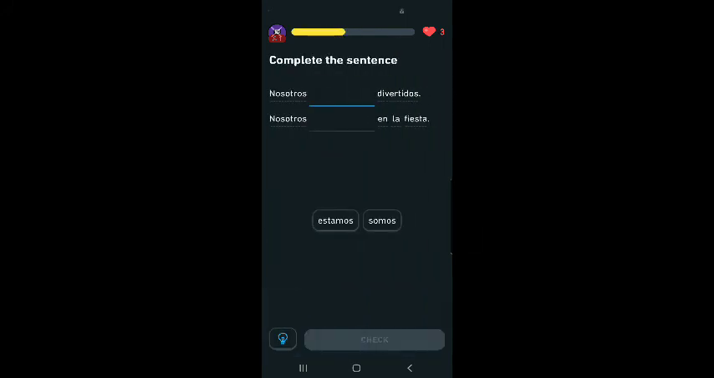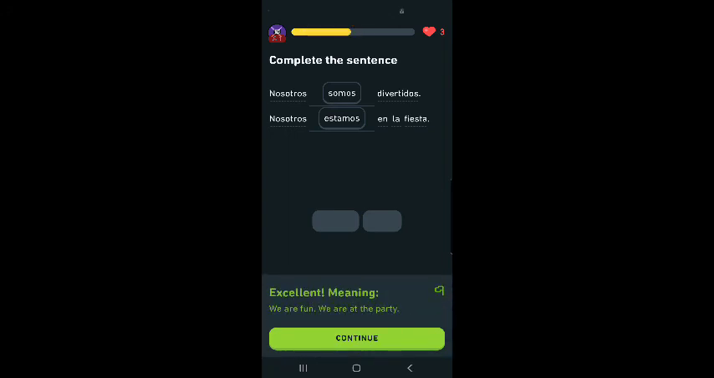Complete the sentence. Nosotros somos divertidos. We are fun. Nosotros estamos en la fiesta. We are at the party.